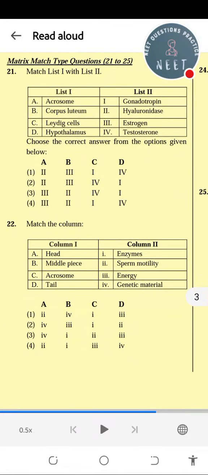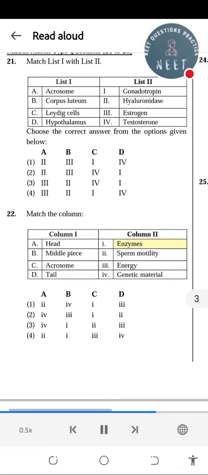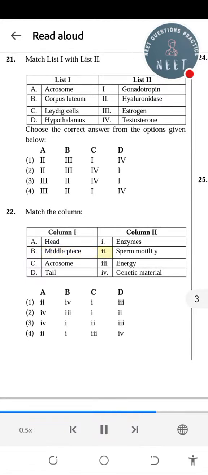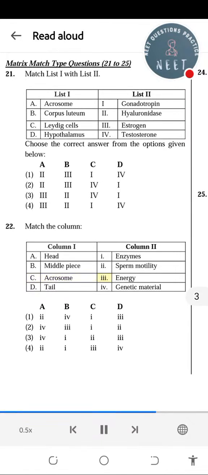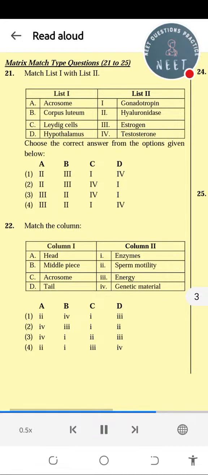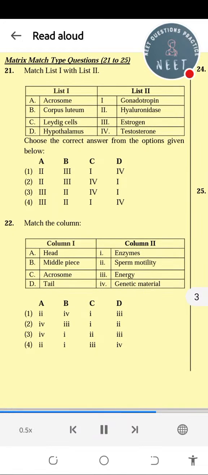22. Match the column. Column 1, Column 2. A. Head, 1. Enzymes. B. Middle piece, 2. Sperm motility. C. Acrosome, 3. Energy. D. Tail, 4. Genetic material. A, B, C, D. Options 1 to 4 follow.